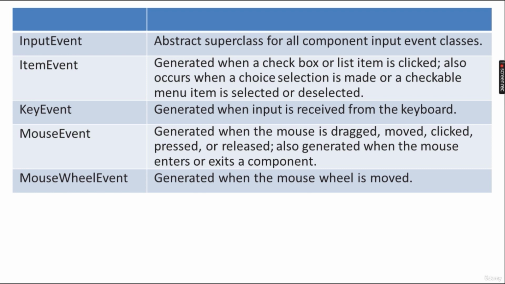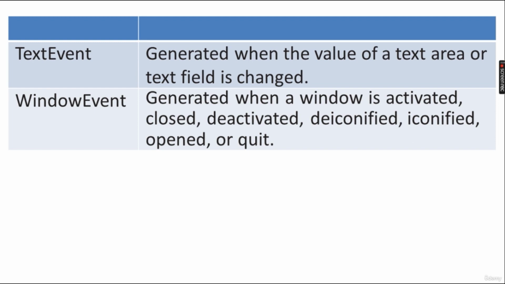KeyEvent is generated when input is received from the keyboard. MouseEvent is generated when the mouse is dragged, moved, clicked, pressed, or released, and also when the mouse enters or exits a component. MouseWheelEvent is generated when the mouse wheel is moved. TextEvent is generated when the value of a text area or text field is changed. WindowEvent is generated when a window is activated, closed, deactivated, deiconified, iconified, opened, or quit.